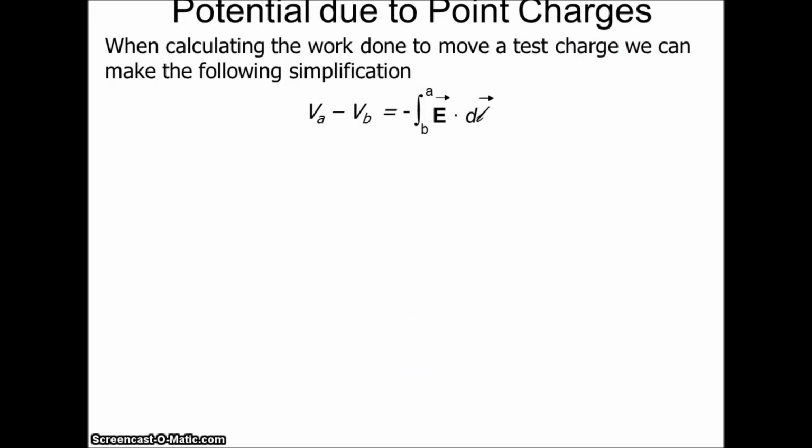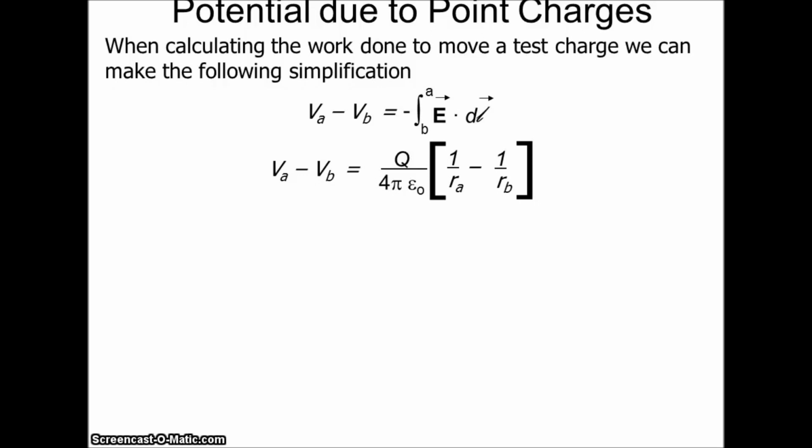Okay, so now let's look at a potential due to point charges. When calculating the work done to move a test charge, we can make the following simplification. So we're looking at VA minus VB equals negative integral from B to A of E dot dL, what we've been using for quite a bit. Again, this is C exam stuff. This is not really B exam stuff.